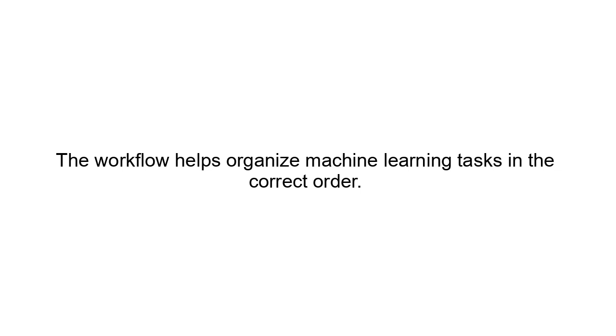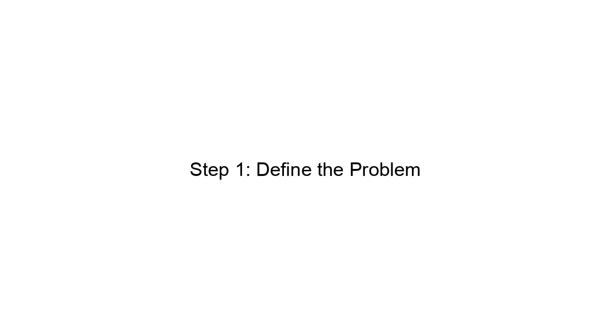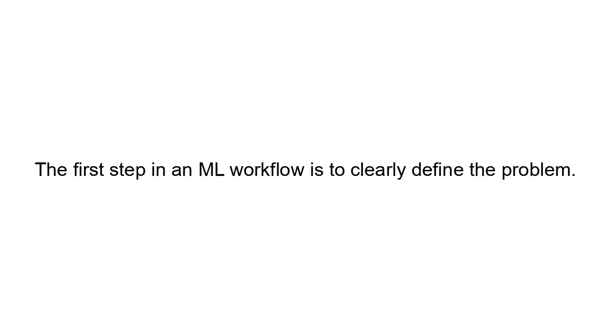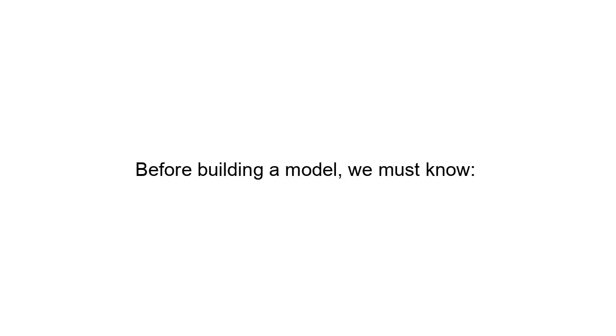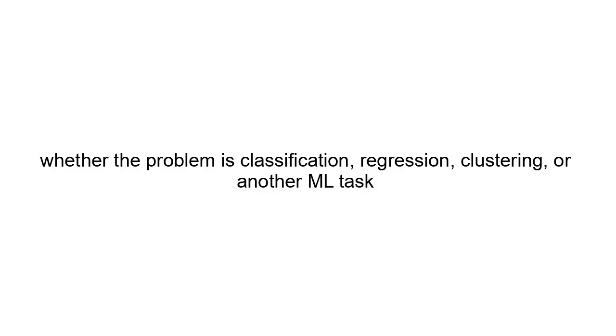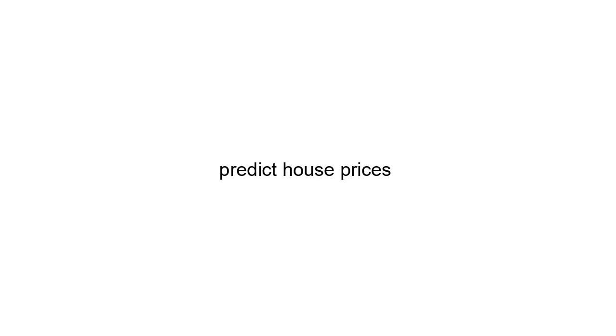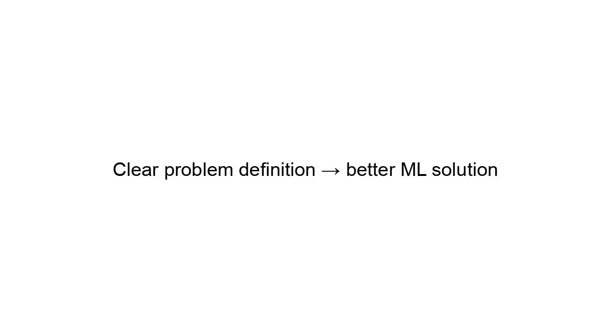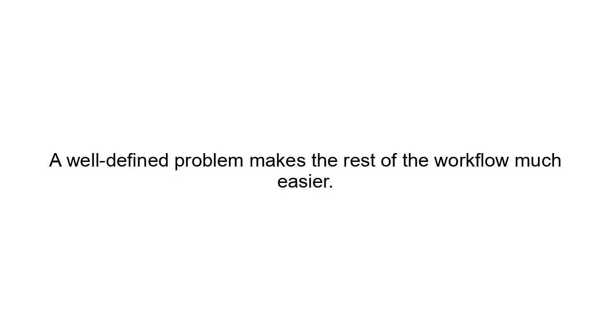Step 1. Define the problem. The first step in an ML workflow is to clearly define the problem. Before building a model, we must know what we want to predict, what kind of data we need, and whether the problem is classification, regression, clustering, or another ML task. Examples: predict house prices, detect spam emails, identify customer churn, recognize objects in images. Example concept: clear problem definition means better ML solution. A well-defined problem makes the rest of the workflow much easier.